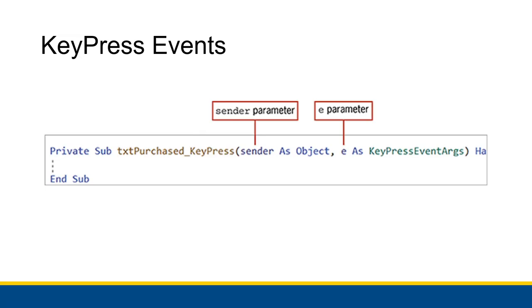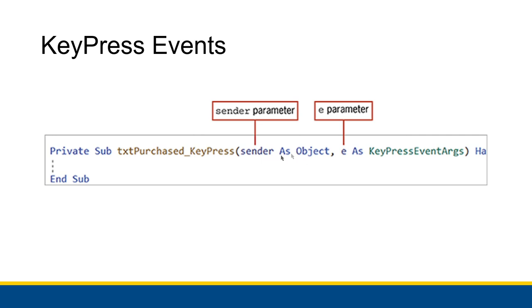Now, very briefly, I want to talk about the key press events that are talked about in 4.6, because I think these are really interesting. The key press is when the user presses a key inside of a text box. An event gets called for the user pressing the key. It's a key press event, and then you can actually handle that using an event procedure. Now you have two parameters right here, the sender parameter, which is the thing that actually sent this event, and then the E parameter, which is the event itself.